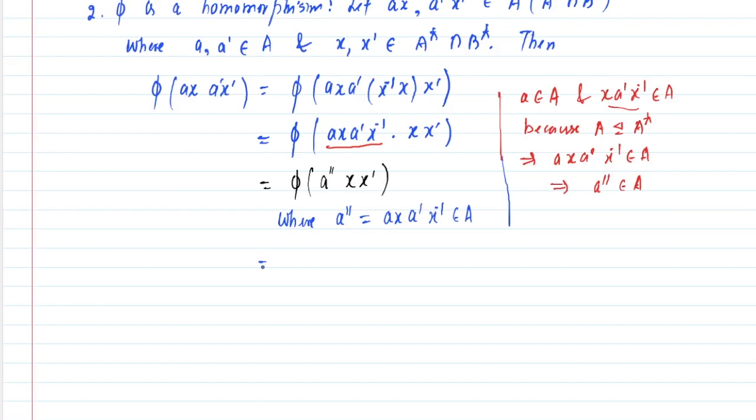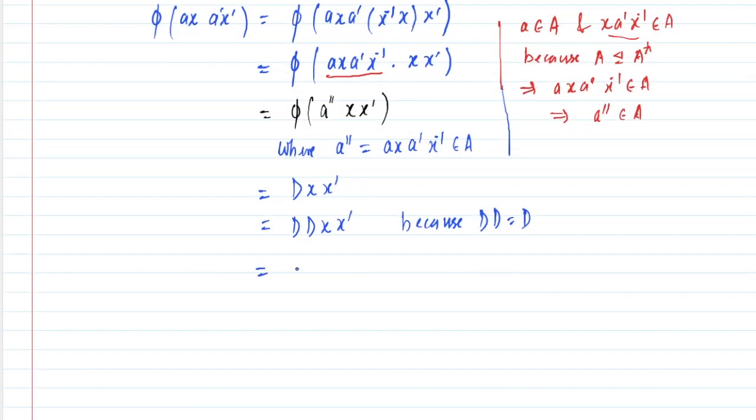It is equal to dx x dash, and at this stage we can write this is equal to d x x dash. Now here, this must be equal to d because it's a subgroup, and now this is equal to d x dash. The reason for this step is because this dx is equal to xt, and we have used this dx to be equal to xt.